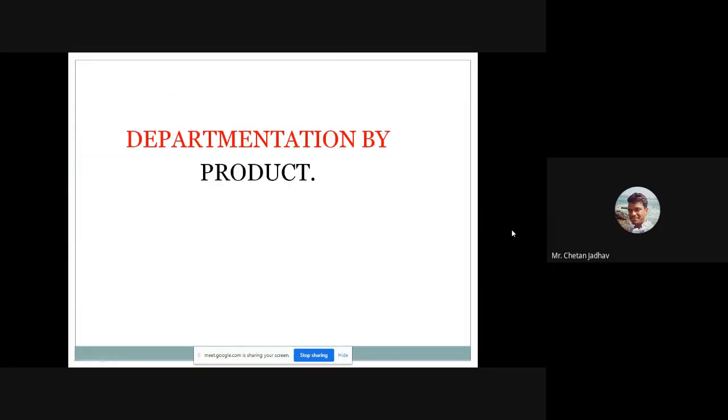Next is departmentation by product. As per our discussion regarding the Tata company, product wise they produce trucks, buses, four wheelers, two wheelers, three wheelers. Like this way we can take a review.